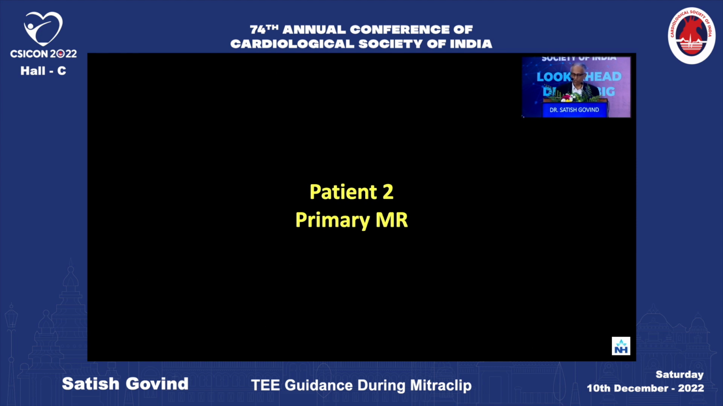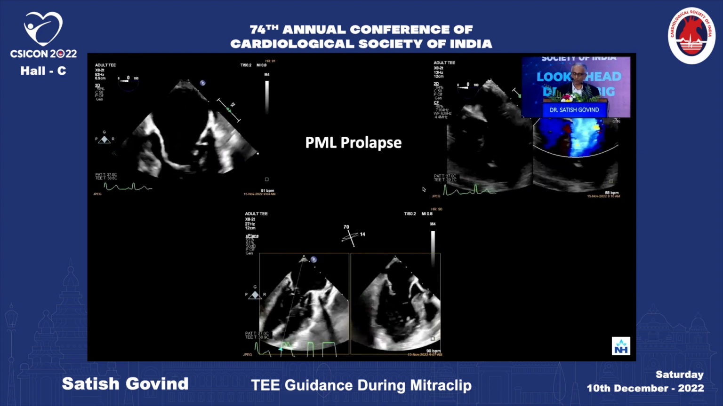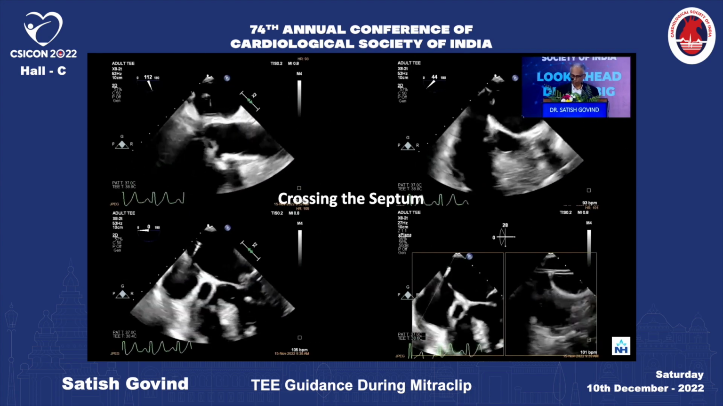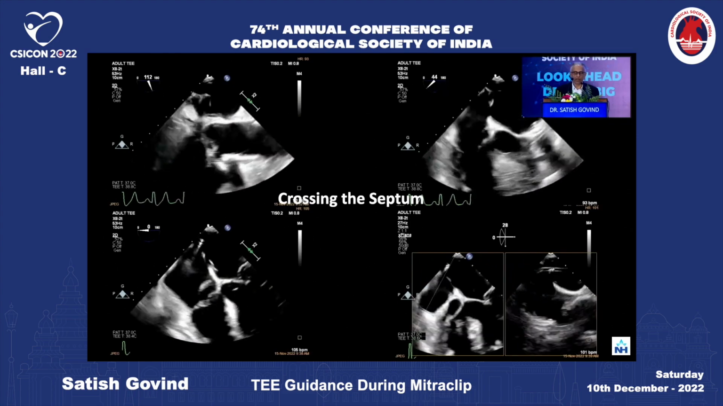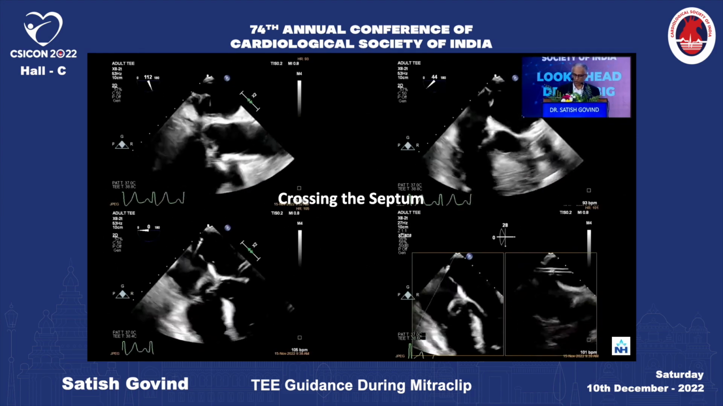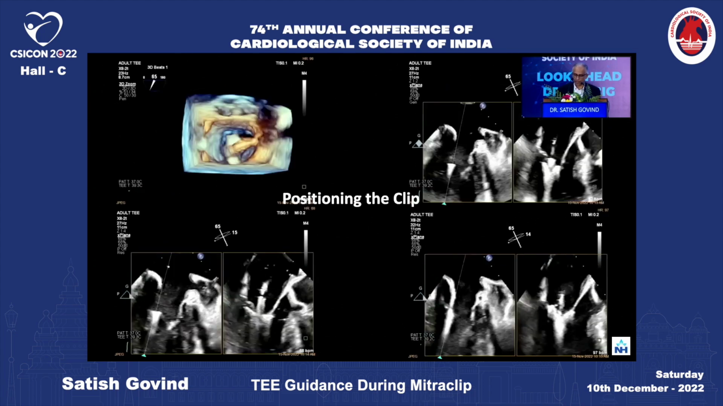So now just a brief look at another patient. This is a primary MR patient. Here you can see that there is a prominent prolapse segment and significant MR. Again, the puncture is done as per the previous patient, and the same protocol is followed. You see the steerable guide catheter across, the tram track or rail track as they call it. The bottom right shows you the prominent steerable guide catheter.